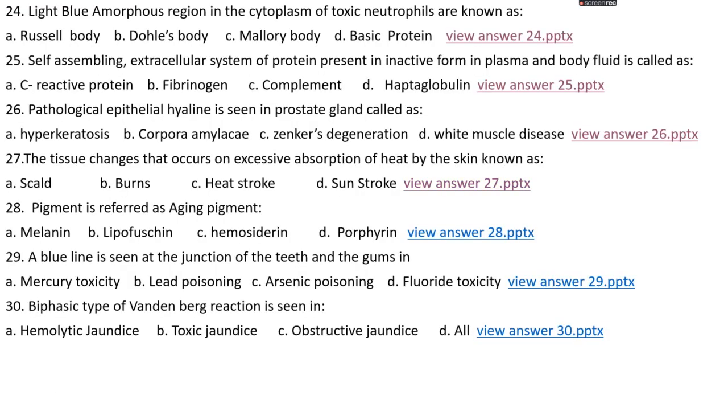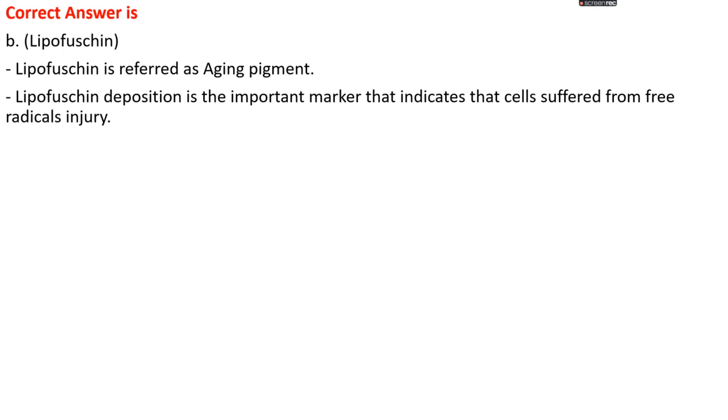Question number 28. Which pigment is referred to as aging pigment? Option A, melanin; option B, lipofuscin; option C, hemosiderin; option D, porphyrin. The right answer is option B, that is lipofuscin. Lipofuscin is referred to as aging pigment. Lipofuscin deposition is an important marker that indicates that cells suffer from free radical injury.